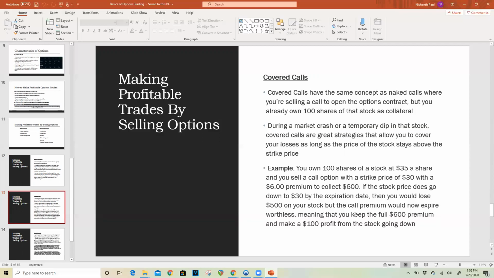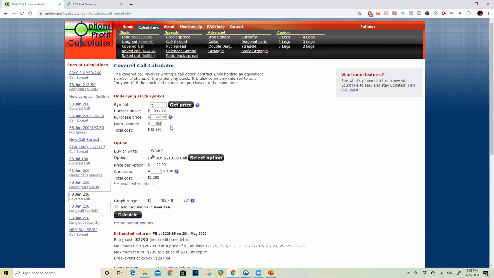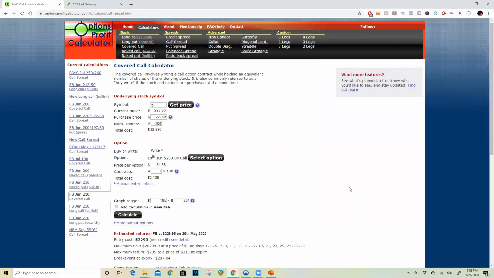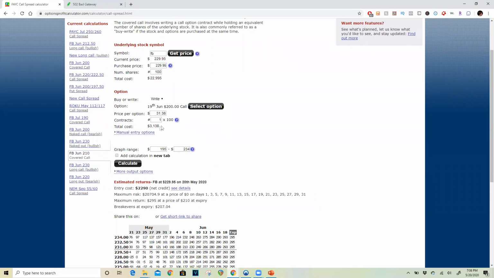So that clearly shows you why this is such a great strategy that you can use during a market crash, where you're covering your losses and actually coming up profitable while the stock price goes down. Okay, let's look at an example. Let's look at Facebook stock again. Let's say you own 100 shares of it, and you select an option. Remember, you choose a month out, and remember that you're betting that the price would go down. So say you sell a call with a strike price of $200, betting that there's a good chance the stock might drop in the future. For selling that call, you get a credit of $3,138.